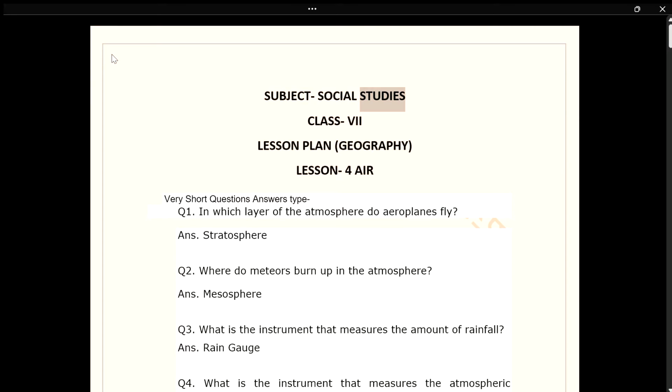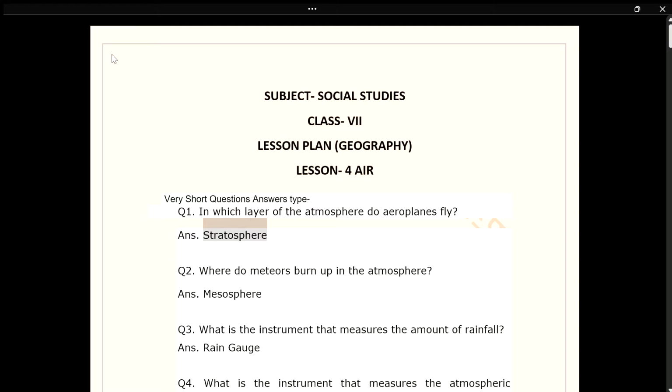Subject: Social Studies. Class 7. Lesson Plan, Geography. Lesson 4: Air. Very short question-answer type. Q1. In which layer of the atmosphere do aeroplanes fly?